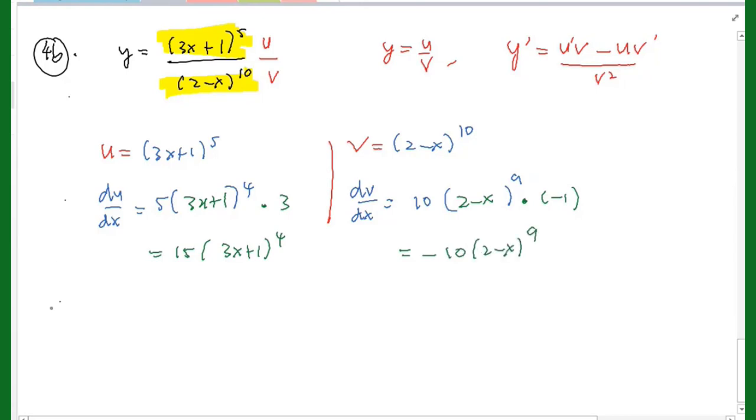Okay, and then next is to find dy/dx using the quotient rule. Better do this first. And then better do v first, it is easier for us.